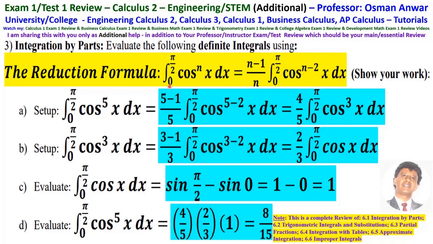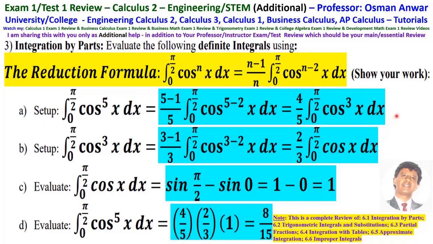So we're going to apply this reduction formula to integrate cosine to the 5 x dx from 0 to pi over 2. And that n is 5, so this is 5 minus 1 over 5 times the integral from 0 to pi over 2 of cosine 5 minus 2 x dx. So that is 4 over 5 times the integral from 0 to pi over 2 of cosine to the third x dx.